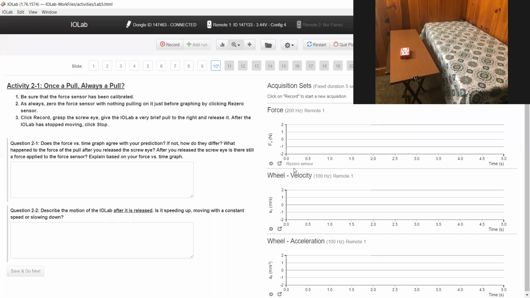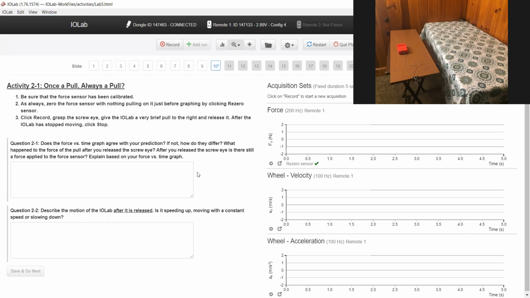Okay, let's do the experiment. Be sure that the force sensor has been calibrated. So we did that, as always, with nothing pulling on the force sensor just before graphing, by clicking zero sensor. There should be nothing pulling on it. We don't need the string for this one, so we can just let it close. Then you can click on zero sensor. Okay, zero sensor.